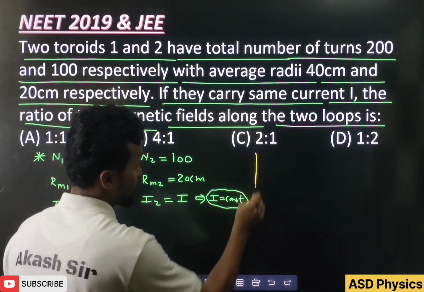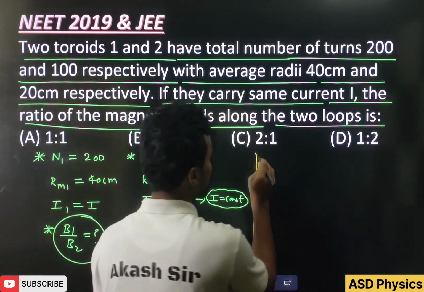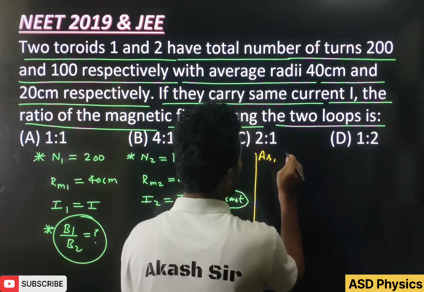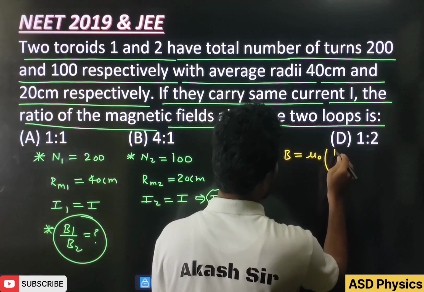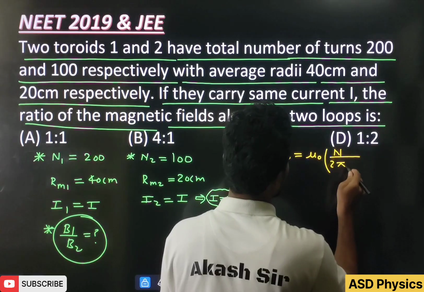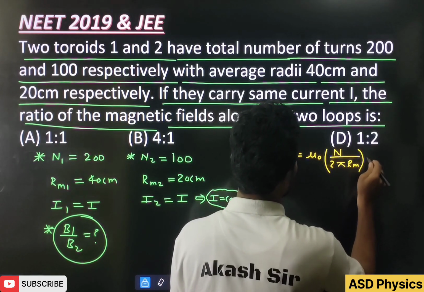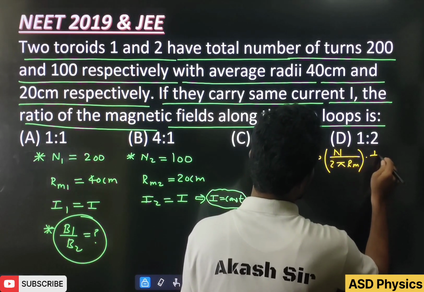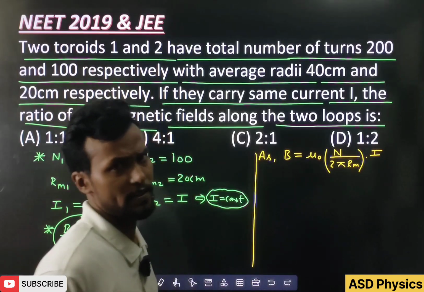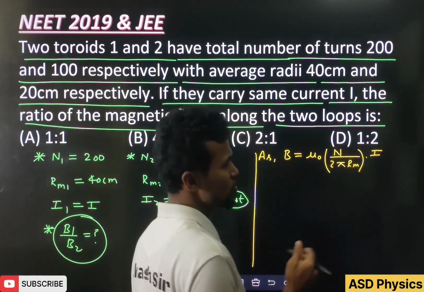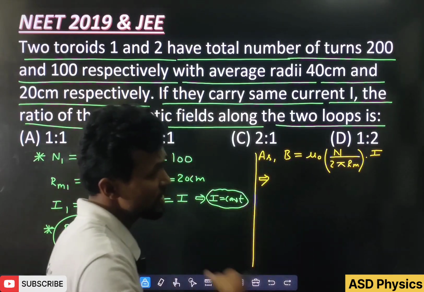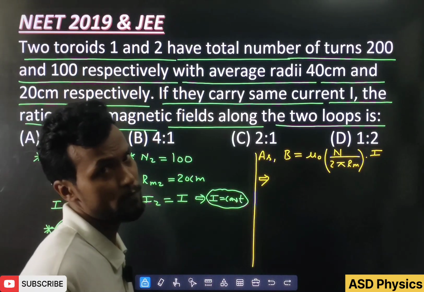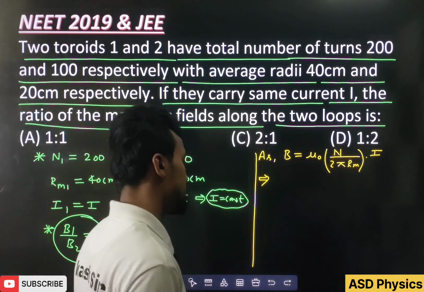So what is the formula? The formula we should know very well, no? The formula is very easy: B equals mu naught small n I, that means capital N by 2 pi Rm into I. They have given capital I, so I will write capital I here, but make sure that you always try to write small i, that is better, so that later you will not confuse it with the intensity of magnetization that we will learn in the next chapter.